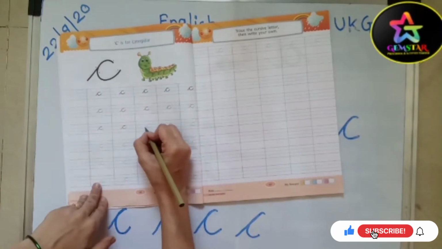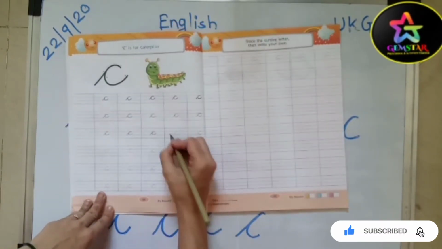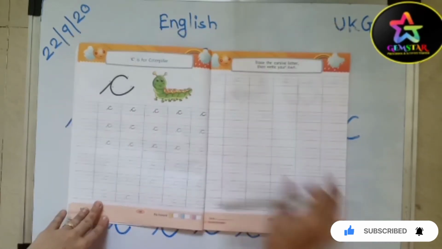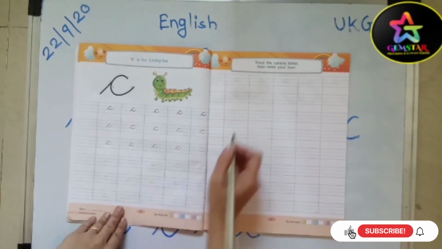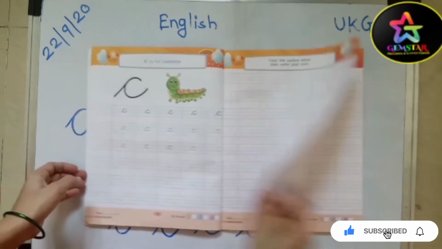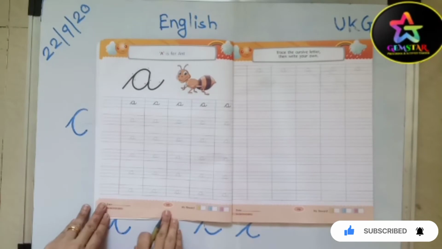So trace all these C's first of all, like that. Just trace these C's, and after that, you can write it over here. Okay, write neatly. Okay, then move on to the next page.